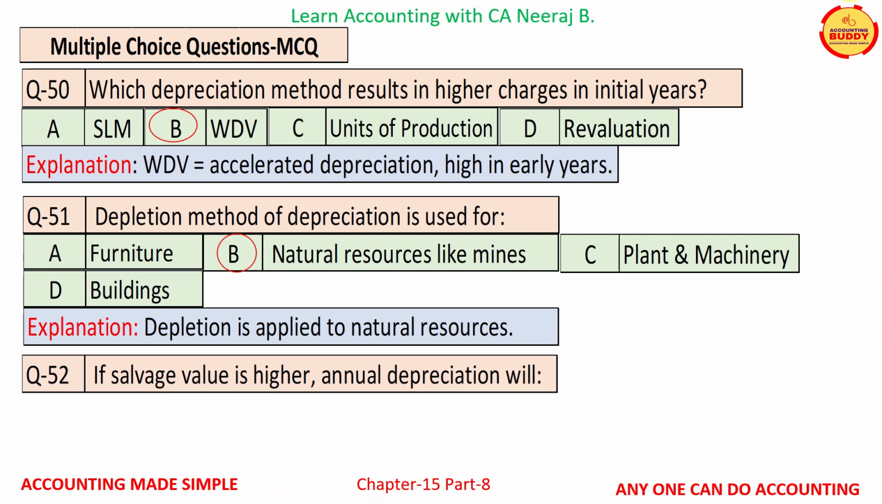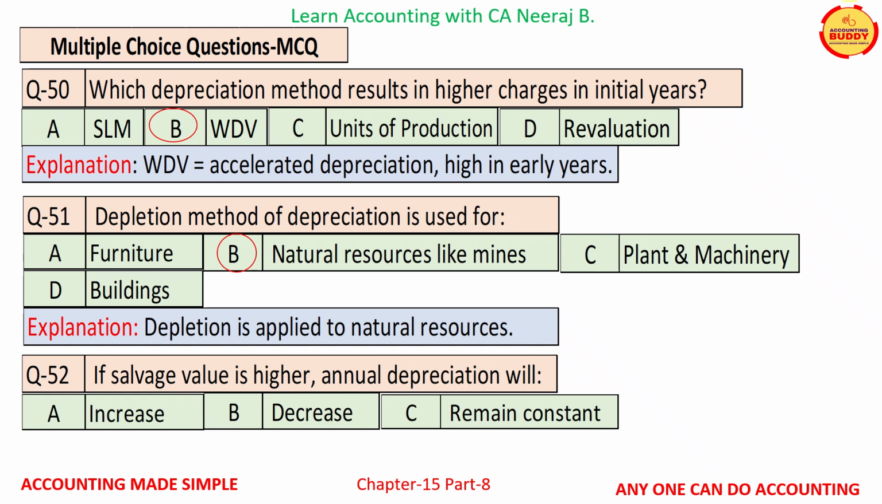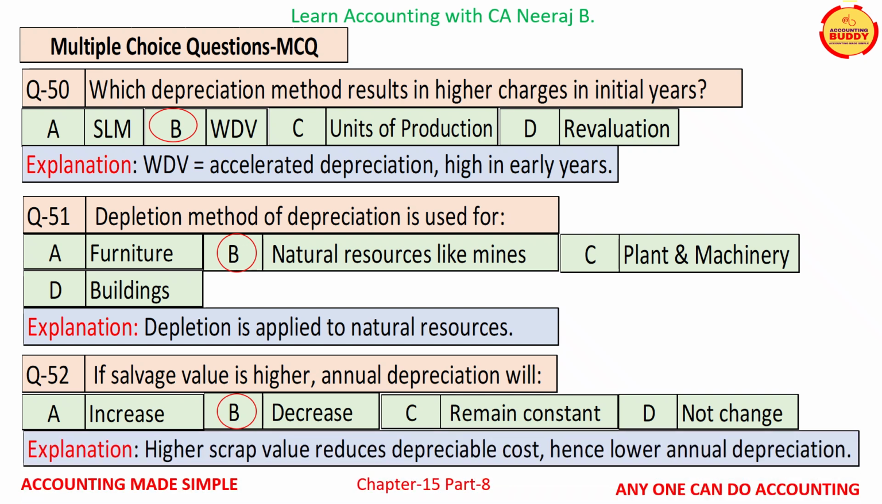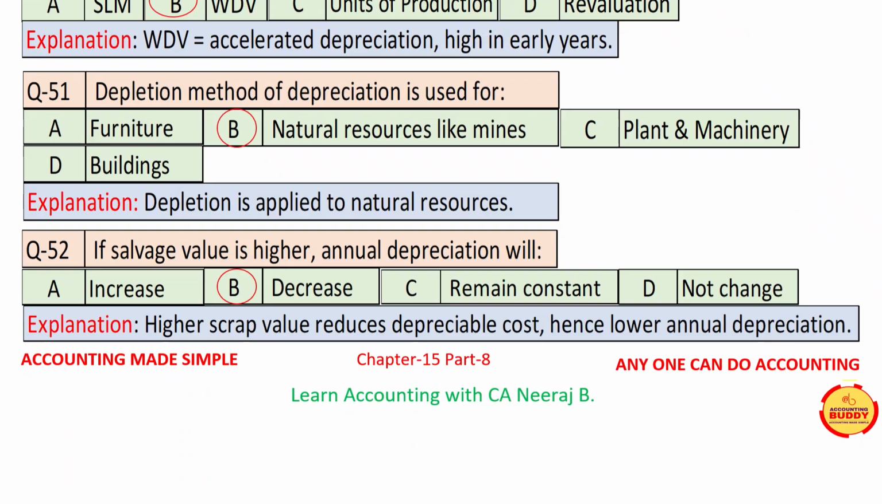Question number 52 is, if salvage value is higher, annual depreciation will, and the available options are option A, increase, option B, decrease, option C, remain constant, option D, not change. And the correct answer is option B, it will decrease. Higher scrap value reduces the depreciable cost, hence the lower annual depreciation.